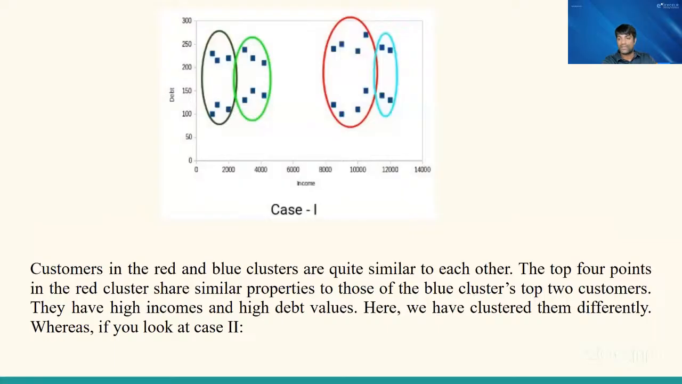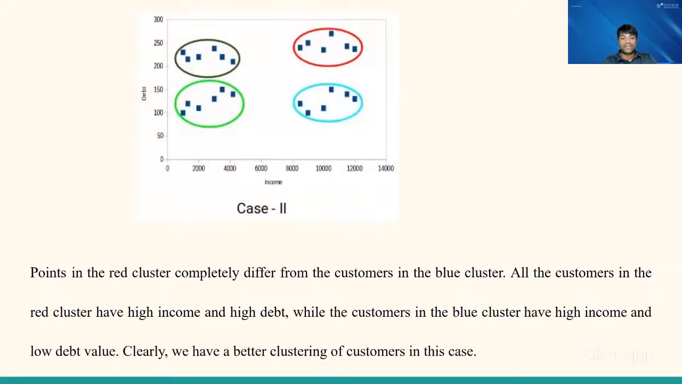In case one, the customers in the red and blue colors are quite similar to each other. The top 4 points in the red cluster share similar properties to those in the blue cluster. They have high incomes and high debts also. So here we have clustered them separately. Whereas in case 2, points in the red cluster completely differ from the customers in the blue cluster. All the customers in the red cluster have high income and high debt.